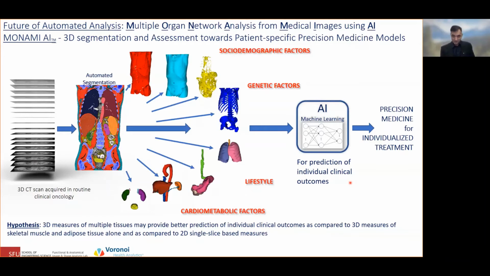And the hypothesis is that 3D measurements of multiple tissues may provide better prediction of individual clinical outcomes as compared to 3D measurements of skeletal muscle and adipose tissue alone, as compared to 2D single-slice based measurements.